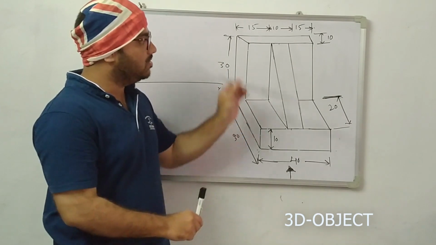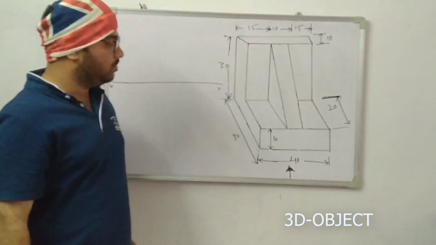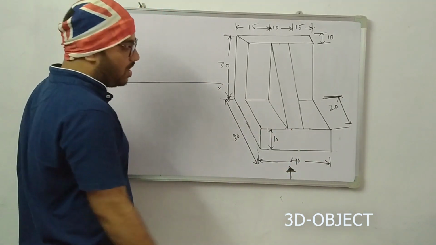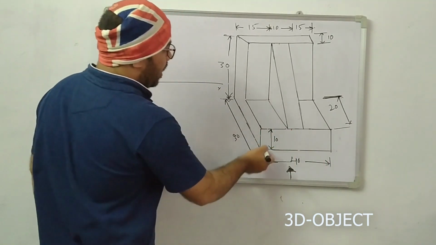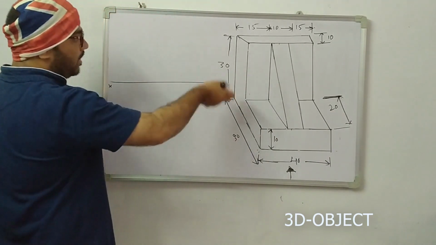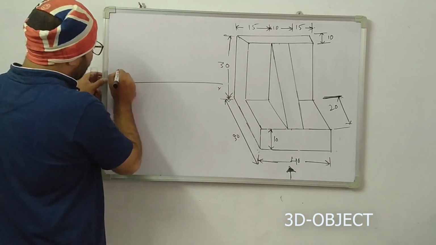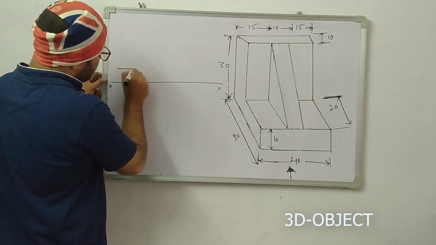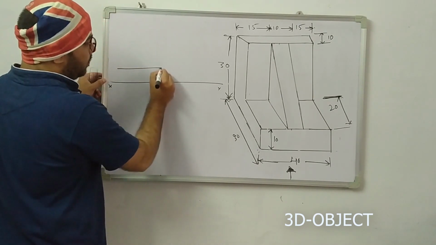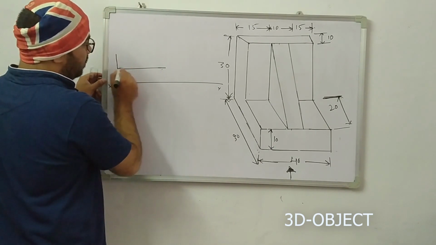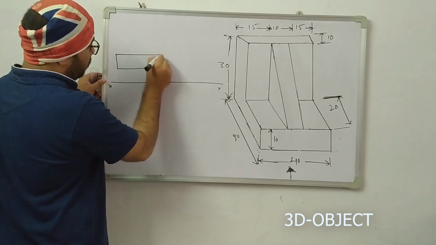Now we will see the dimensions as per this diagram. First of all, construct the front view. The front view has a total length of 40 and a 10 height. The total height is 30. Now draw the length 40 and height 10. You draw this box.